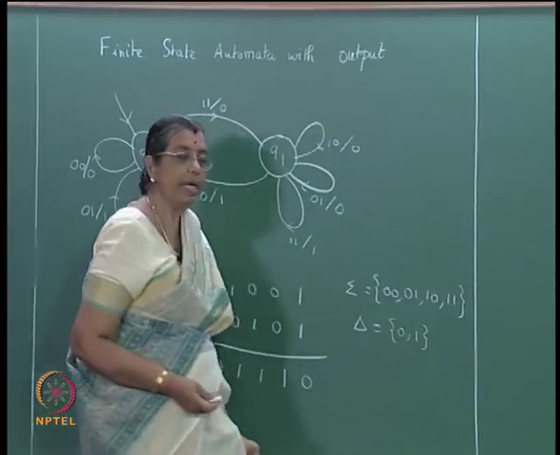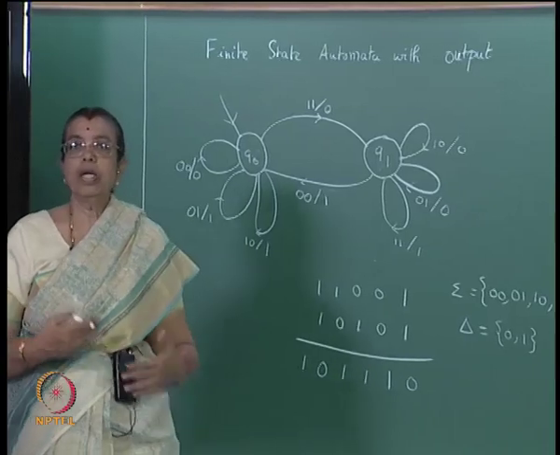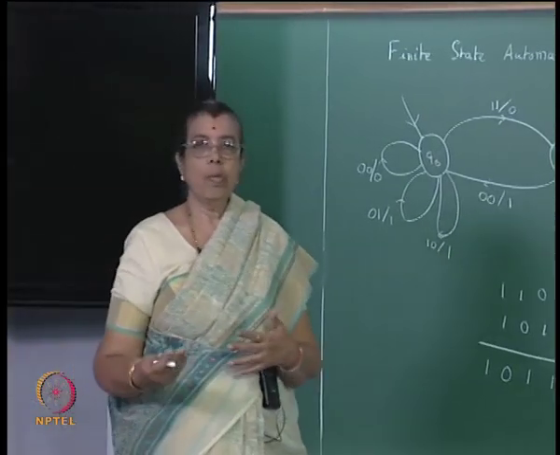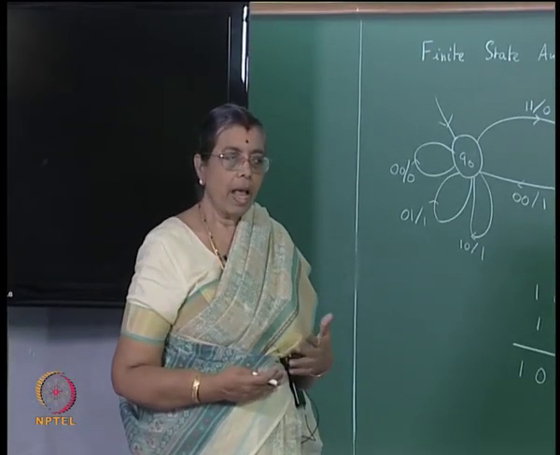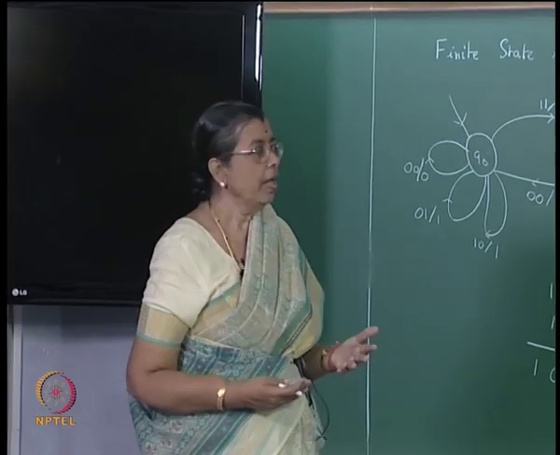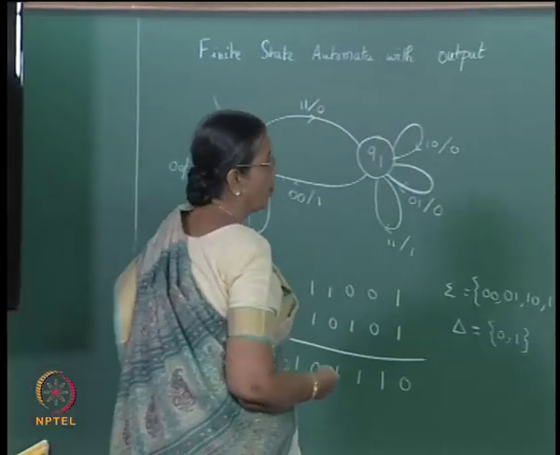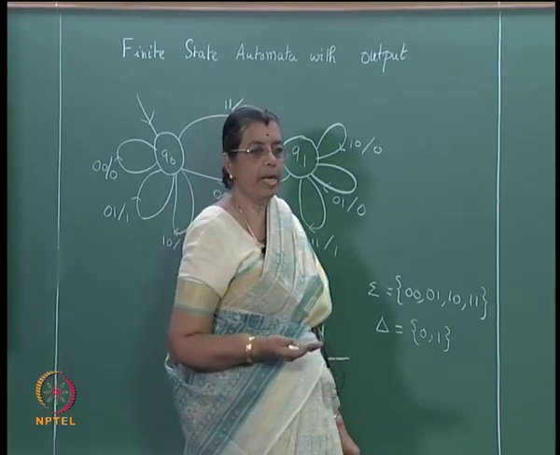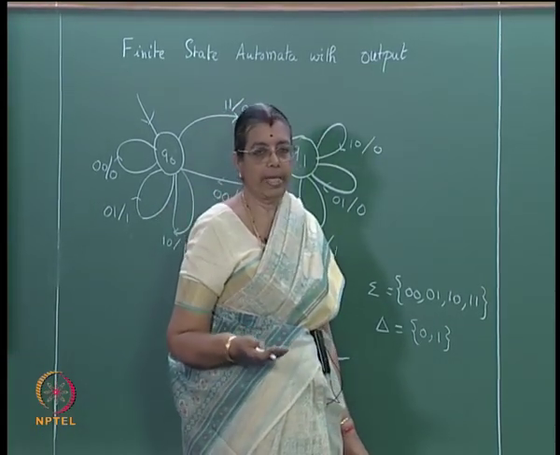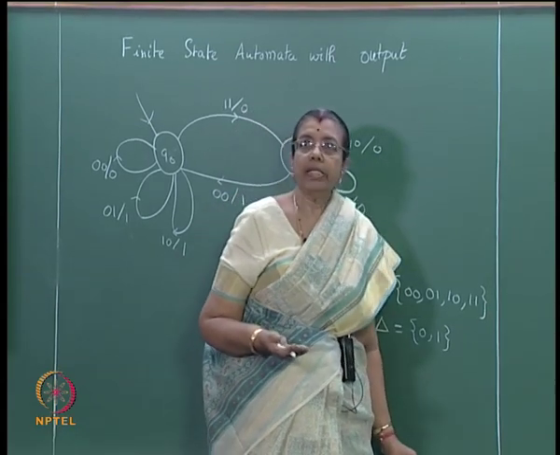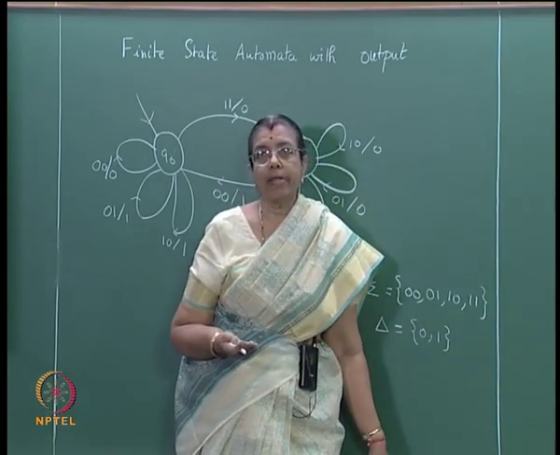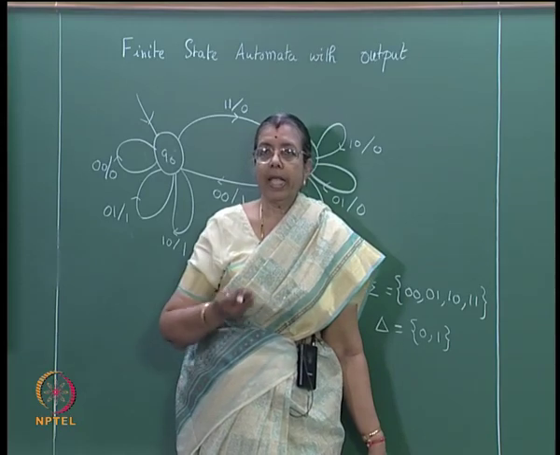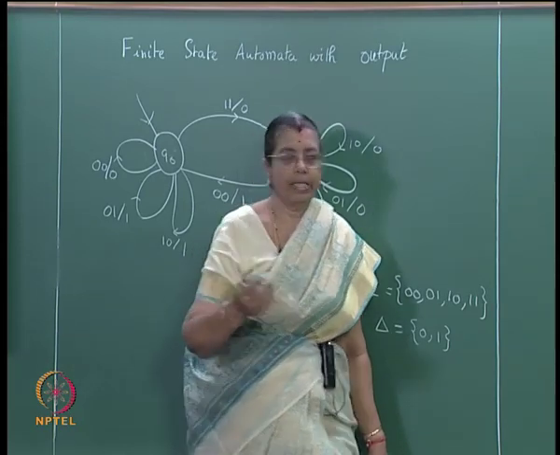We also considered in the first class a one moment delay machine and a parity checker. Those machines also had output. So, we can look at the finite state automaton as an input output device, and generally when you look at it as a language recognition device, the input is accepted or rejected.